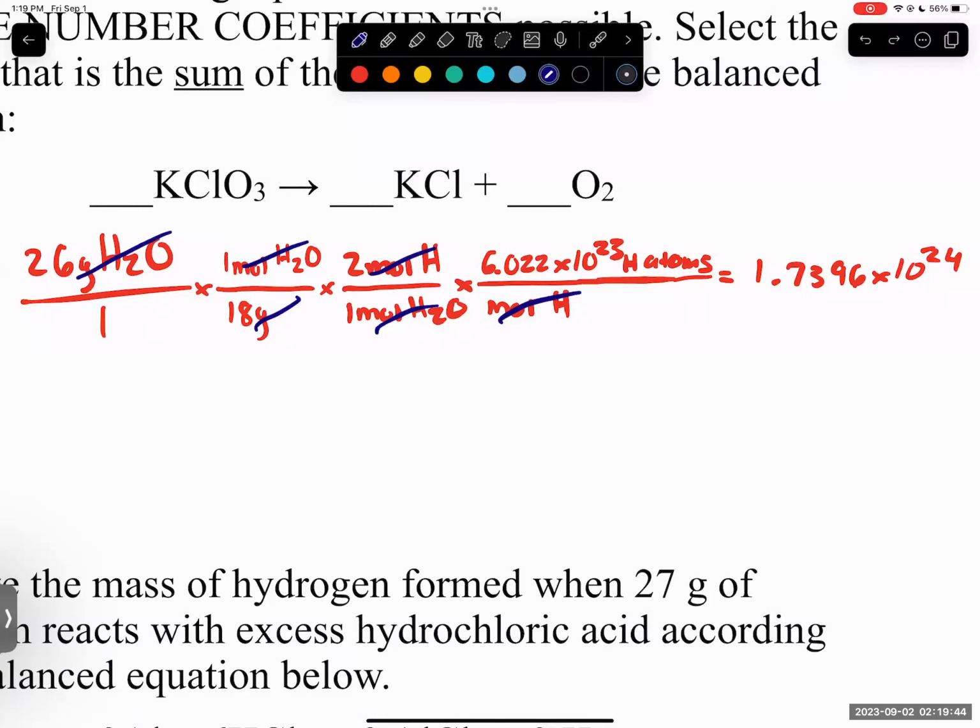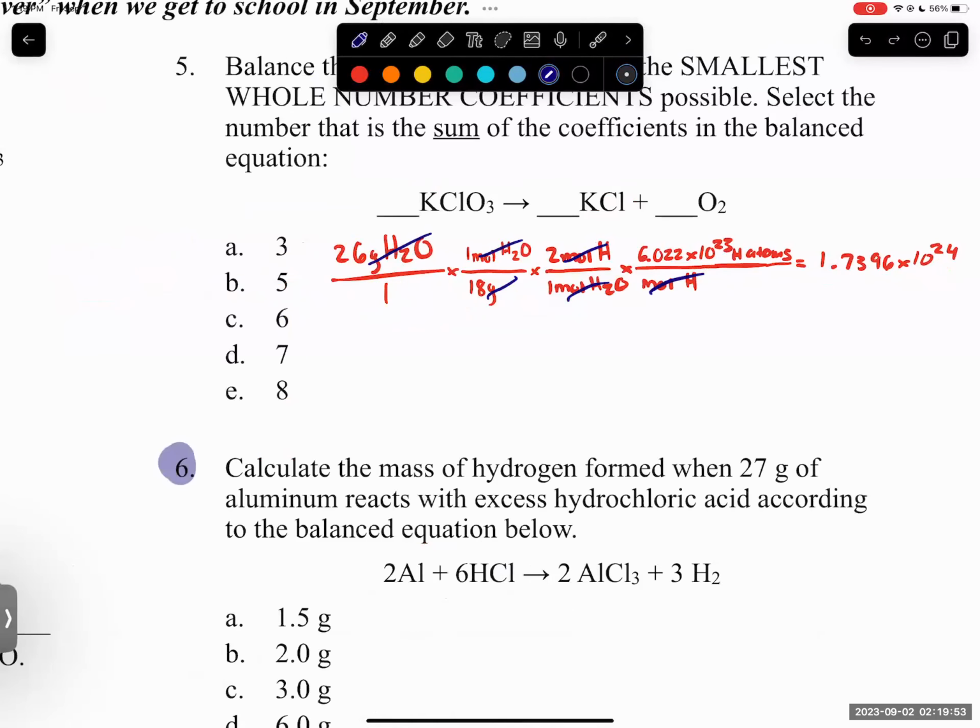No, you wouldn't take into account the molar mass of something for sig figs. All right. Question.